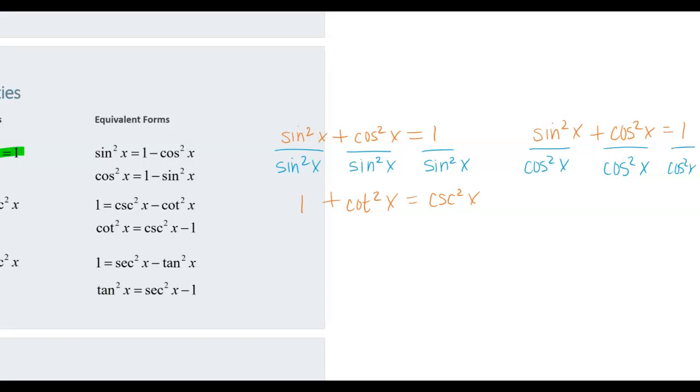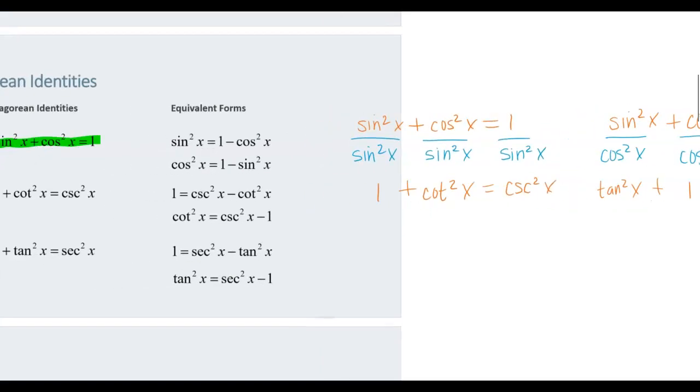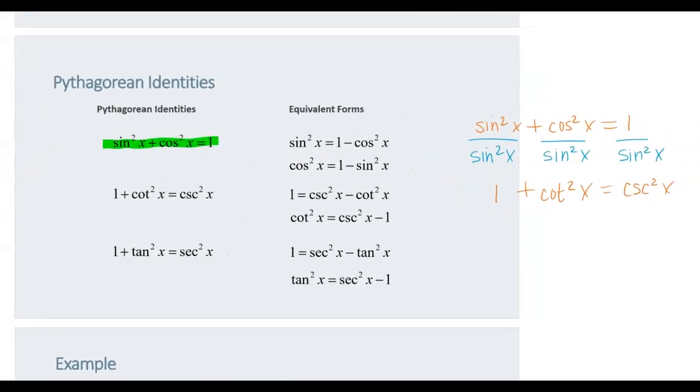And sine over cosine is tangent, so we'll have tangent squared x. Cosine over cosine is going to be 1, and then we'll have secant squared. So again, you can derive the other two Pythagorean theorems pretty easily from the first one, just dividing by either the sine squared for everything or dividing everything by cosine squared.